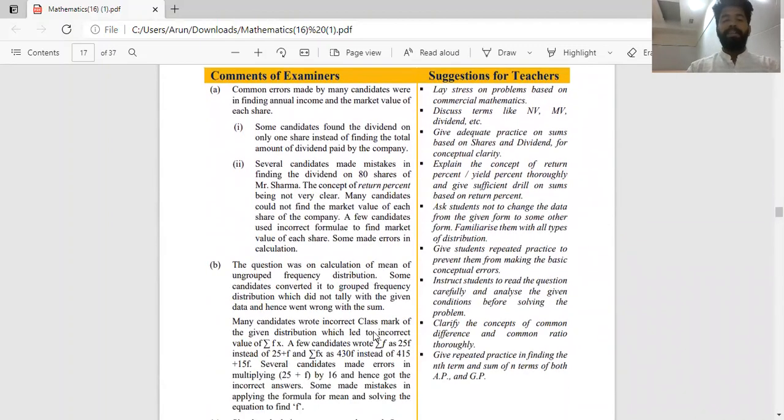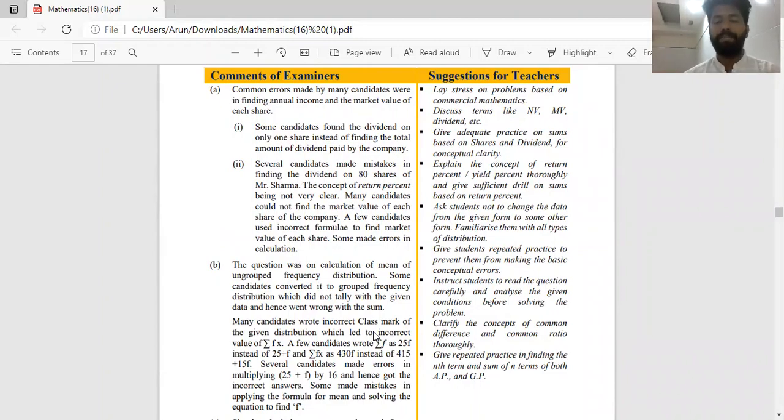So some candidates converted it into group frequency distribution, which did not tally with the given data, and hence the sum went wrong. Some candidates wrote incorrect class mark of the given distribution, which led to incorrect value of f of x. Then summation of f had to be 25 plus f because f is being added, but that was written as 25f. Same mistake was done with summation fx. Instead of 415 plus 15f, it was written as 430f.